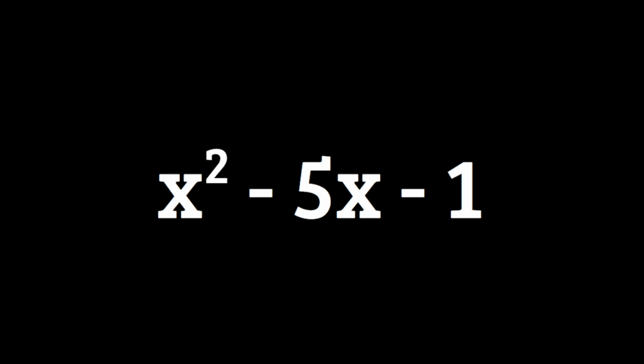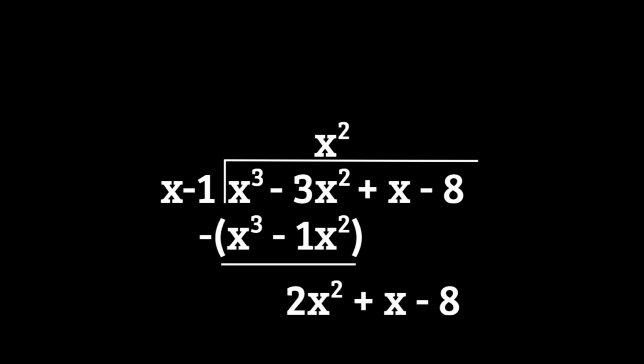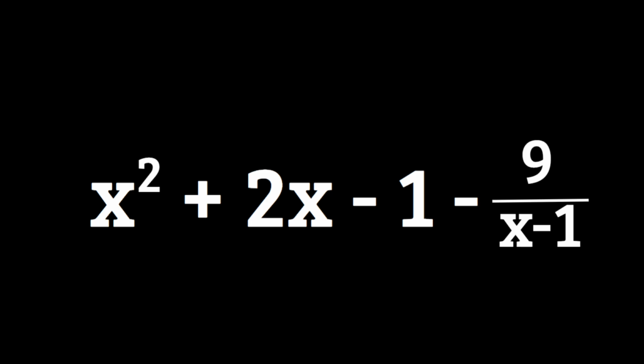But what if we do get a remainder? The answer is very simple. In this problem, after we've taken all the steps, which I'll show here, we get a remainder of -9. Now, no integer can multiply by x to get -9, so just like regular long division, you turn the remainder into a fraction, making this our final answer.